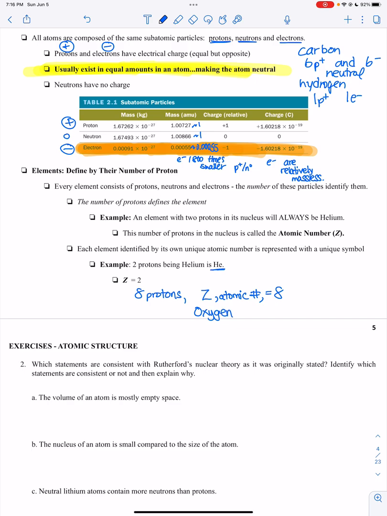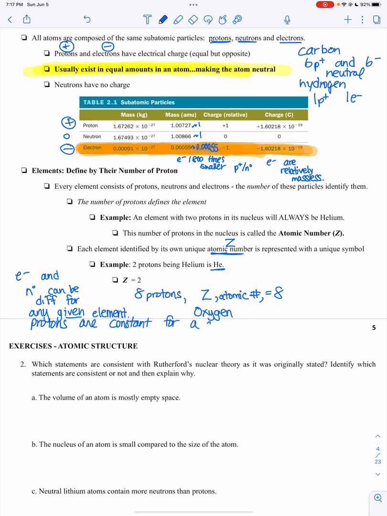Each element is identified by its own unique atomic number, which we call Z, and that's represented by the unique number of protons. Electrons and neutrons can change. Electrons and neutrons can be different for any given element. Protons do not. Protons need to be constant. Protons are constant for a given element.